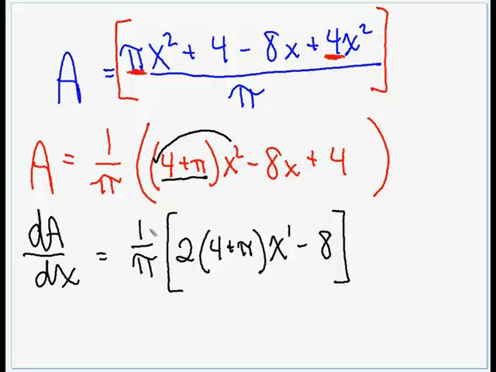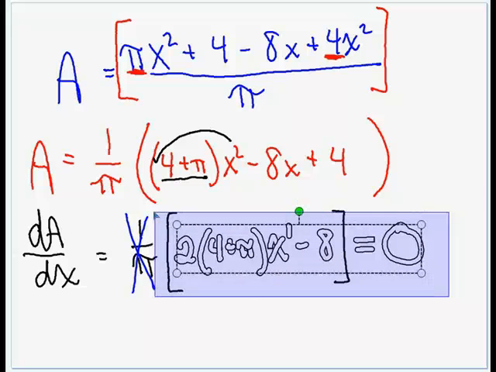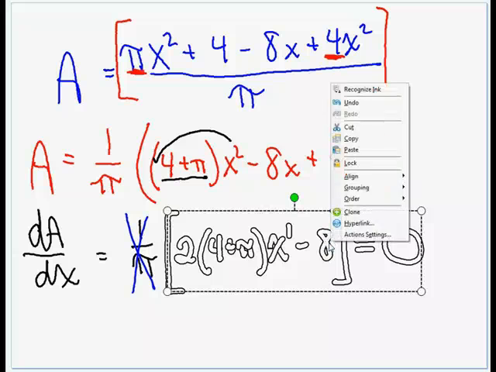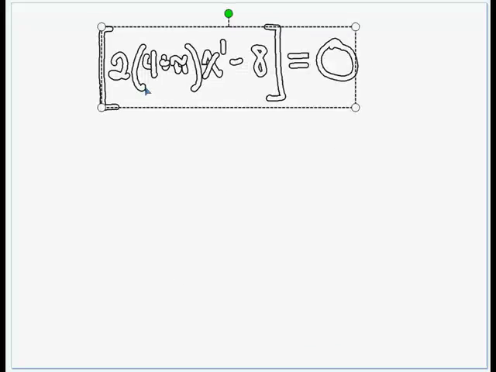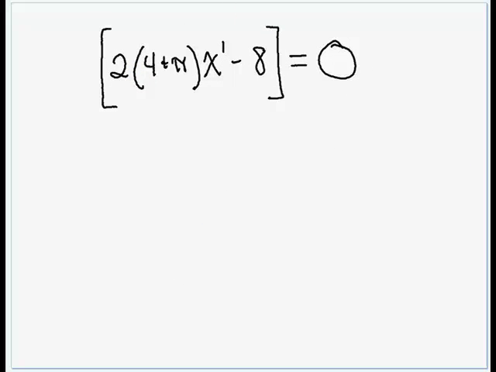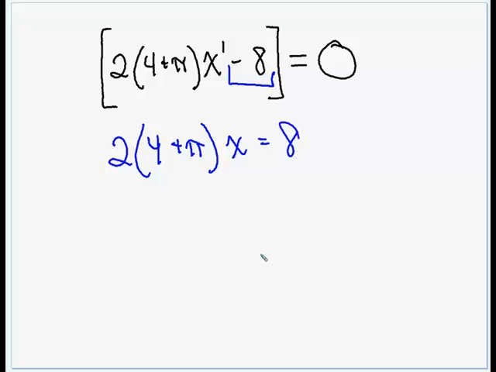So we've taken our derivative, and now we're going to set that equal to 0 to locate any critical numbers. So we set this equal to 0, and the first thing I would do would be to divide by this 1 over pi. I can divide it out of the left side. 0 divided by 1 over pi is still 0, so we don't have to change anything there. And now we're just going to solve this for x and see what our critical numbers are. Let's add this 8 to both sides to get that out of there. We're going to have 2 times the quantity 4 plus pi times x equals 8.